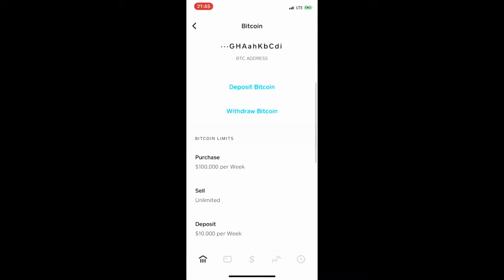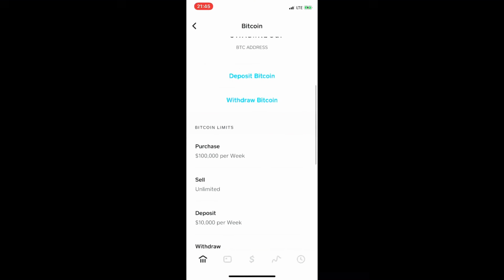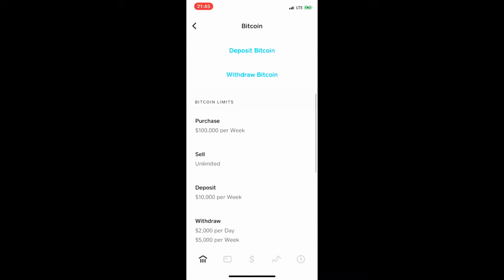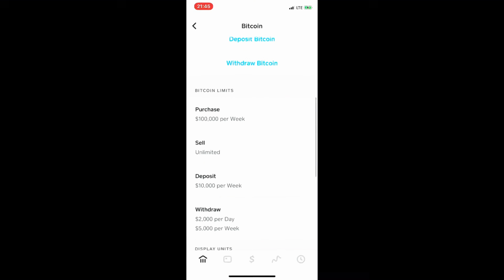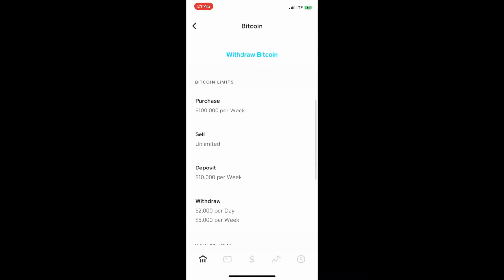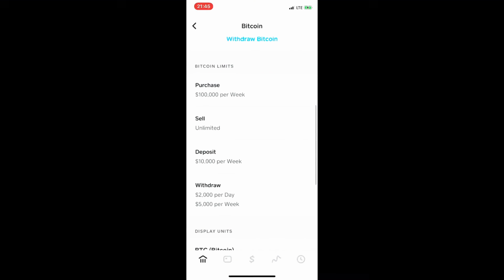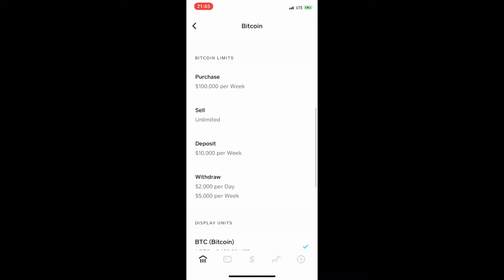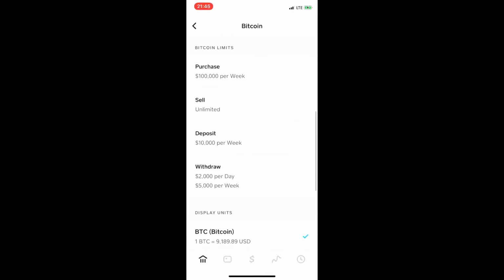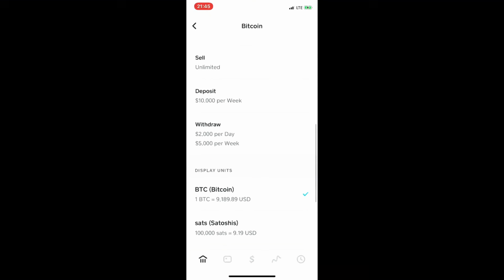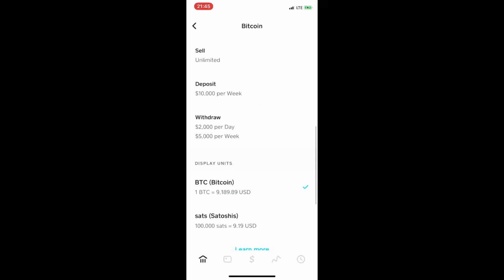It also has the Bitcoin limits. My purchase amount that I could do per week is $100,000. My sale amount is unlimited, but that's pretty much saying as much Bitcoin as you have within your account at a time. That's as much as you can sell to transfer it back to a cash USD amount. Then you have the deposit, where I can deposit $10,000 per week in Bitcoin. Then you have the withdrawal, which is $2,000 per day and $5,000 per week.